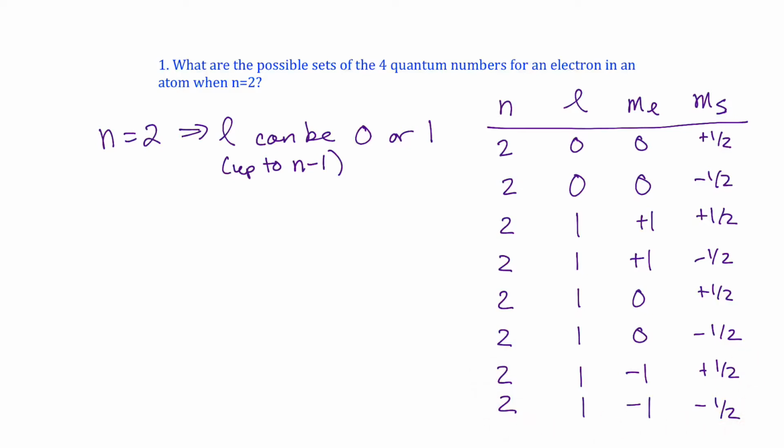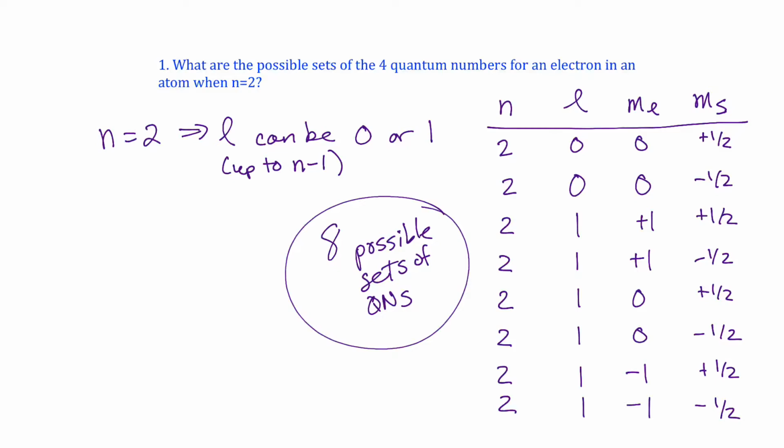Hopefully you might have approached this in a different way, and that's fine, as long as you end up with all of the same sets of quantum numbers. You should end up with 1, 2, 3, 4, 5, 6, 7, 8. You should have a total of 8 possible sets of quantum numbers for this particular example. Again, just remember your rules for quantum numbers and make sure you account for all of the possible options.